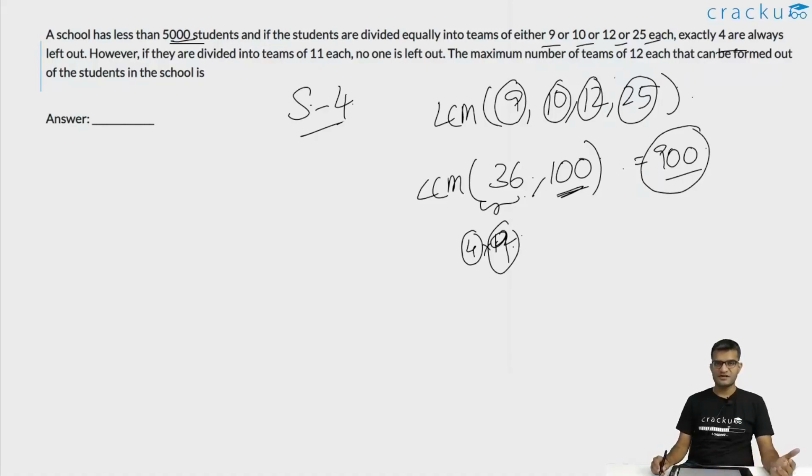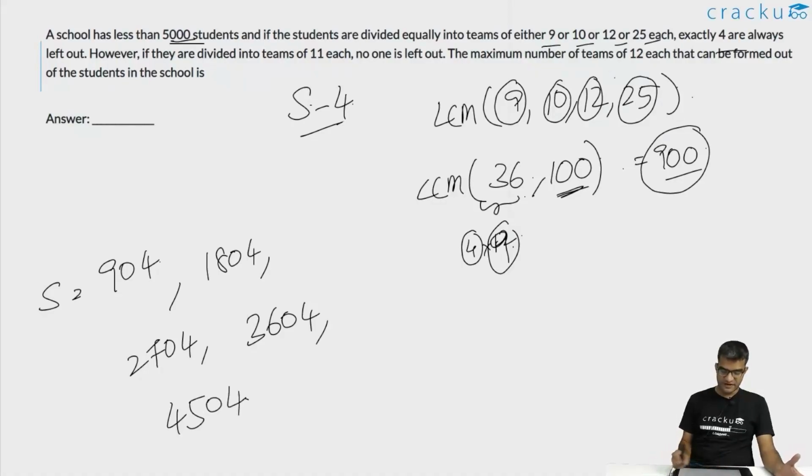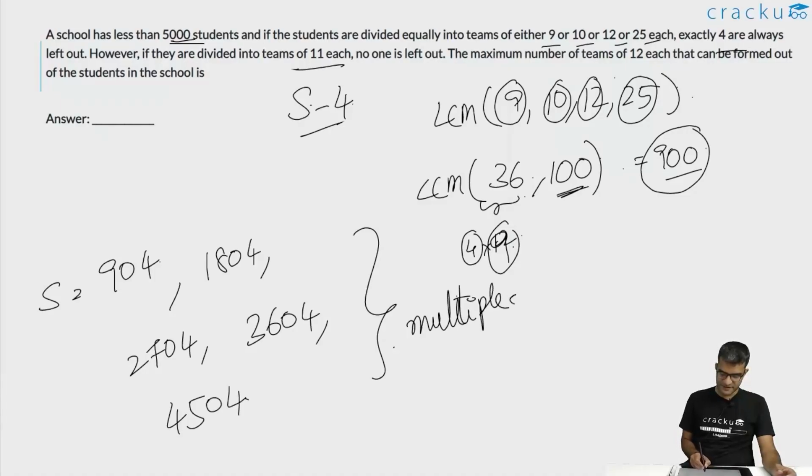So the possible values for s are either 904 or 1804 or 2704 or 3604 or 4504. Now we are told that if the students are divided into teams of 11 each, no one is left. That is, one of these has to definitely be a multiple of 11. That will be the value of s. Which of them is a multiple of 11?